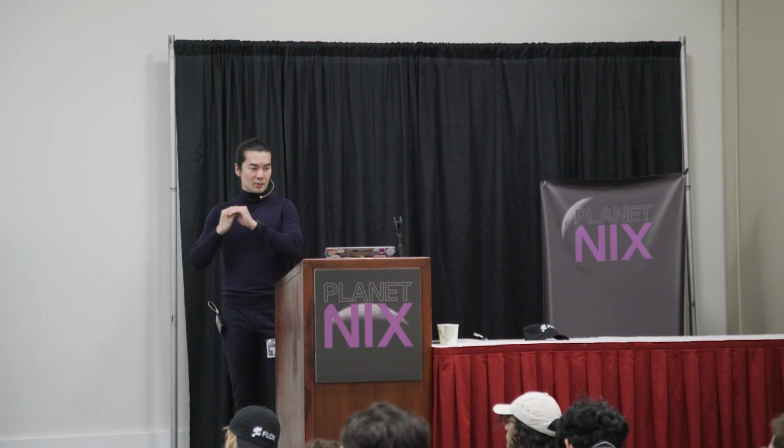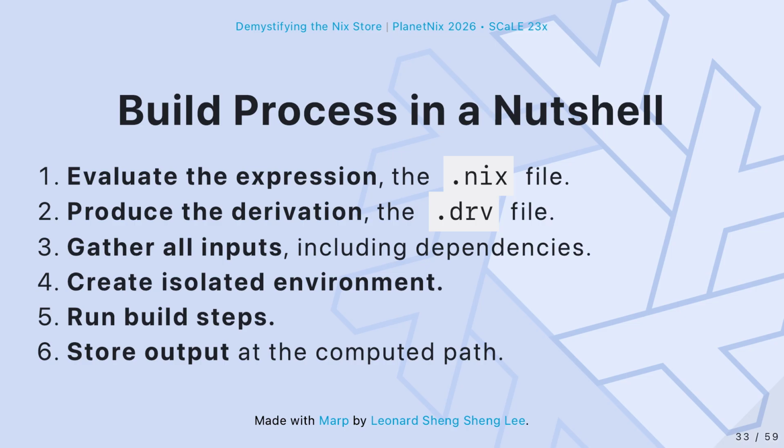So, the build process in a nutshell. Just a short recap: Nix evaluates your Nix expression to produce, or realize, a derivation file. And the derivation file is then interpreted and executed in a sandbox to produce an output in an isolated environment. So everything here is deterministic and traceable.